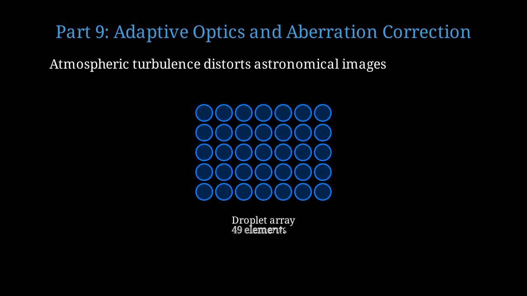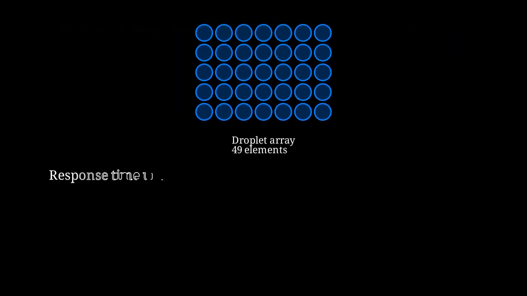A droplet-based deformable mirror uses an array of individually addressable droplets. Each droplet's curvature is controlled by local voltage, creating a pixelated wavefront corrector. With response times under 1 millisecond, these systems can track and correct atmospheric turbulence at hundreds of hertz update rates.